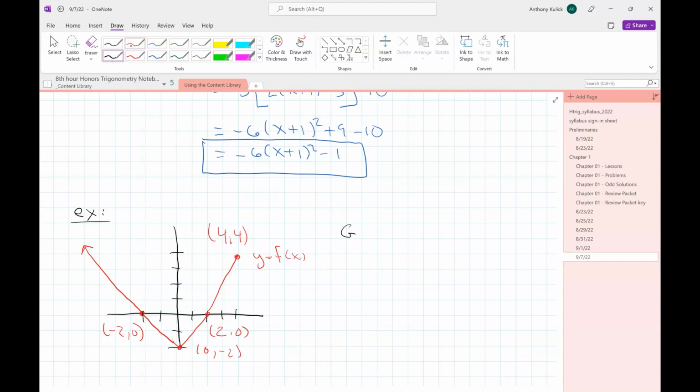So let's say we have this function f of x, and we want to graph the transformation two times f of x plus 3 minus 1. Ew. What do I do with this? Well, here's going to be the trick.